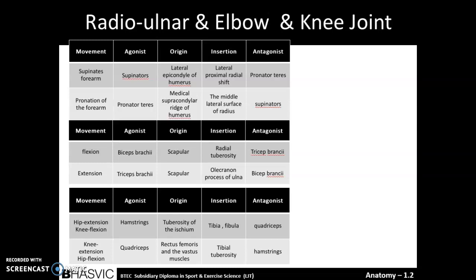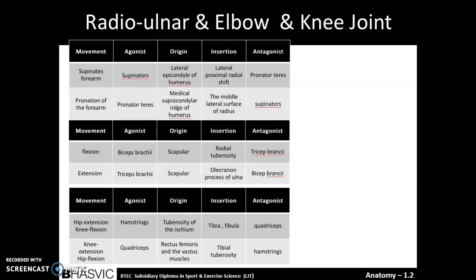When the agonist is biceps brachii and the antagonist is triceps brachii, the movement is flexion, the origin is scapula, and the insertion is radial tuberosity. When the agonist is triceps brachii and the antagonist is biceps brachii, the movement is extension, the origin is scapula, and the insertion is olecranon process of ulna.